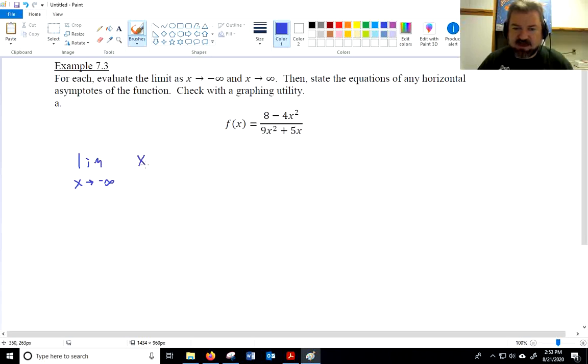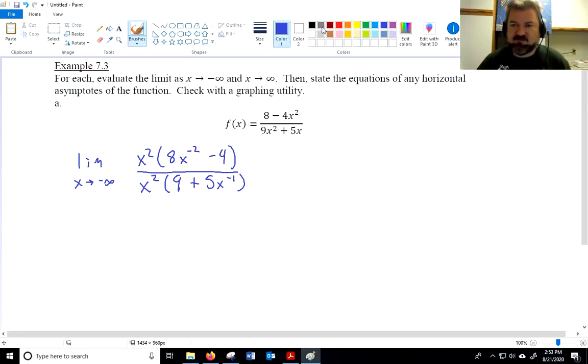I'm going to factor out the x squared. Remember, it's weird, but we're doing limits at infinity, so we pull out the biggest value of x that exists. That gives me 8x to the negative 2 minus 4, and the x squared is gone. On the bottom, the biggest exponent was also x to the second, and I'm left with 9 plus 5x to the negative 1. All right, now, before I plug in, I have some reducing that I can do. So I reduce that, and now this is what I have left.